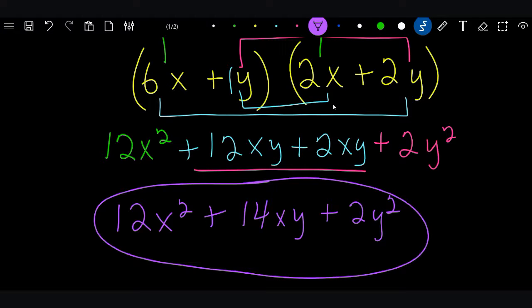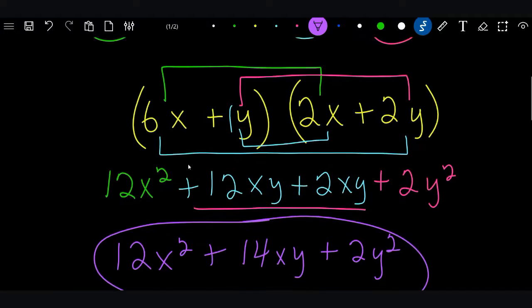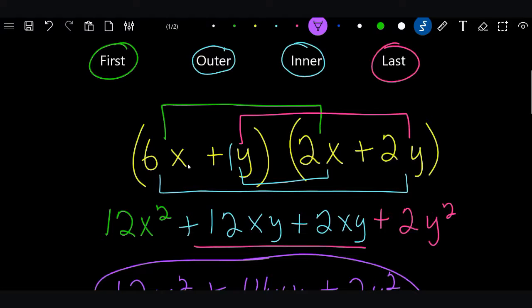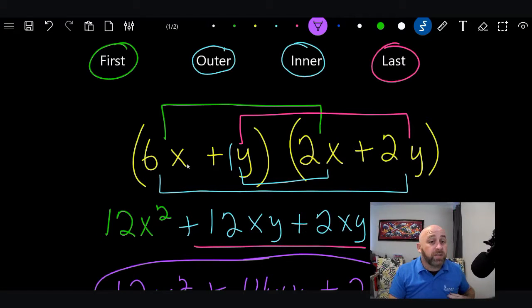And that would be my answer right there. Okay? 12x squared plus 14xy plus 2y squared. That's kind of cool, right? It's like a little puzzle. You connect all those things together and it comes out. What you're doing, believe it or not, is kind of distributing. It's like a fancy way of distributing.